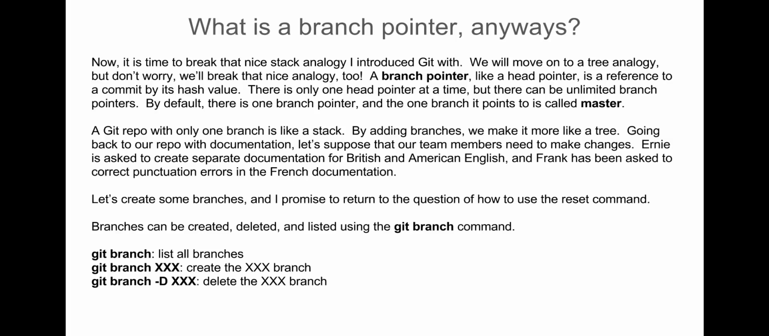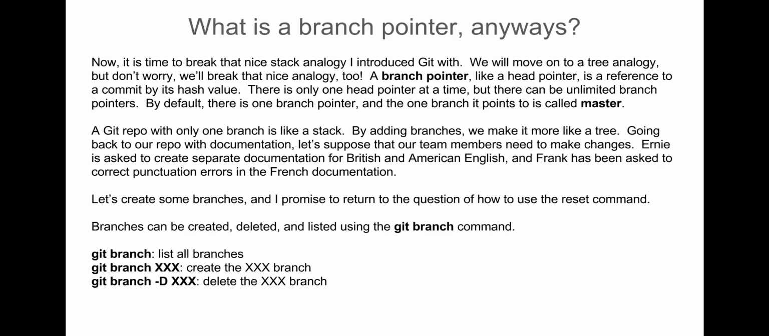So by default, as I pointed out before, there's one branch. It's called master. And the Git repo with one branch is like a stack, and we make it like a tree when we add branches. But don't worry, we'll break this nice tree analogy too.